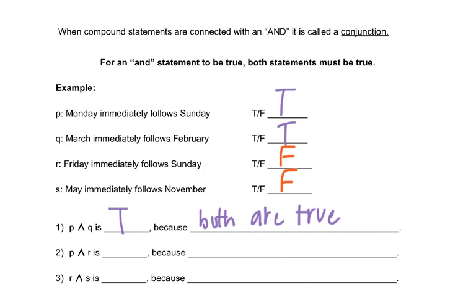Alright, so for the next one, P and R. So we have P is true and R is false. Well, for a conjunction, for ones that are combined with and, both statements have to be true. So this here, our P and R is false because one statement is false.